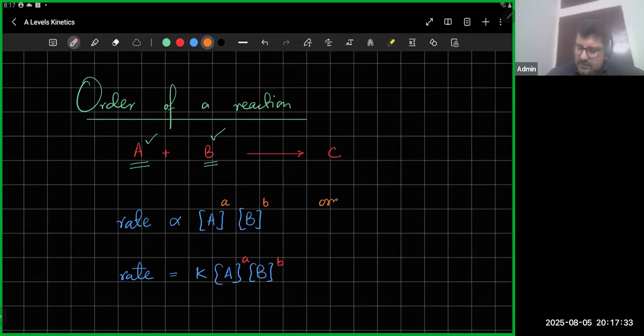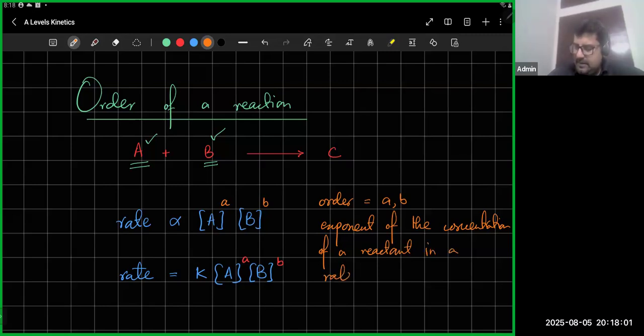So order is basically the small a and small b. It is the exponent of the concentration of a reactant in a rate equation. It basically describes how the rate is dependent on the concentration of A. That is determined by the small a.